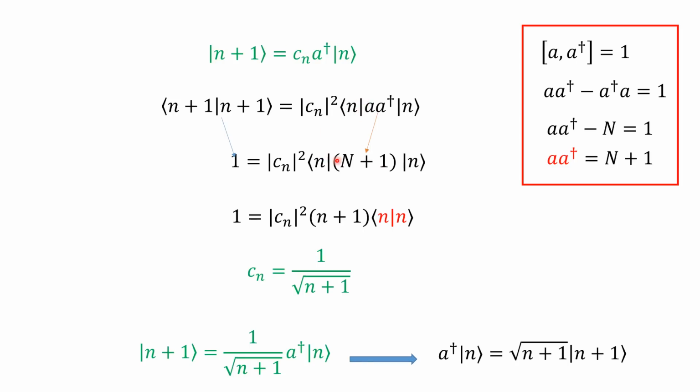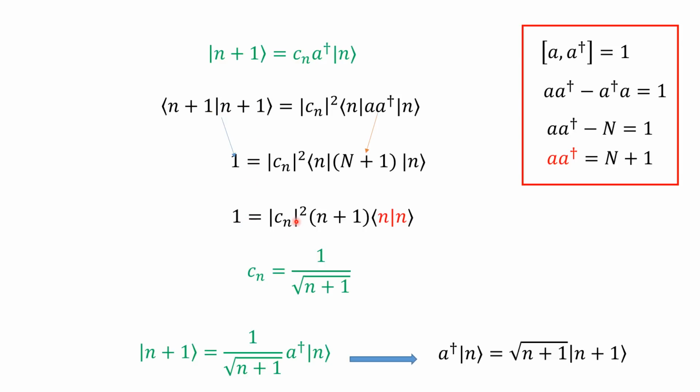And also, you know, just now we have seen, a a dagger is equal to capital N plus 1. When capital N plus 1 acts on this ket n, you will get the energy state of n plus 1. So you can take this n plus 1 outside. So you will get inner product of n with n. According to the orthonormal property, this will become 1. Similarly, on the right hand side, due to the orthonormal property, the inner product of n plus 1 with n plus 1 will become 1. So this is equal to 1.